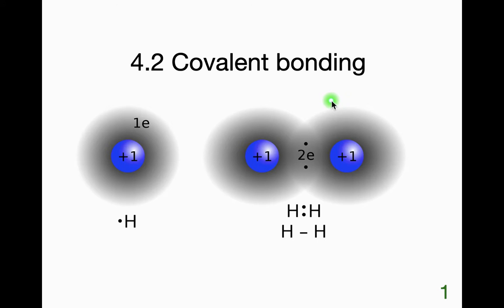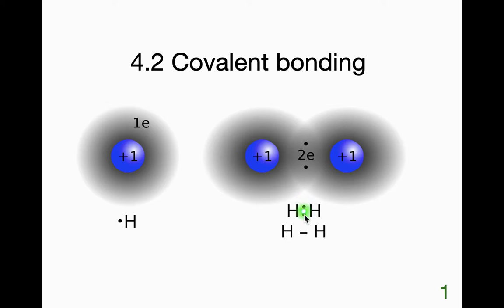Okay, 4.2, covalent bonding. Nice little diagram you might want to copy down. This is hydrogen with just one electron, so it has one electron in its 1s orbital, half filled. But by two hydrogen atoms having their half-filled s orbitals overlap with one another, they share electrons, thereby filling that 1s orbital for both. And we represent that with a dash.